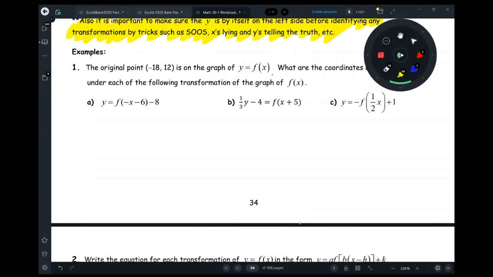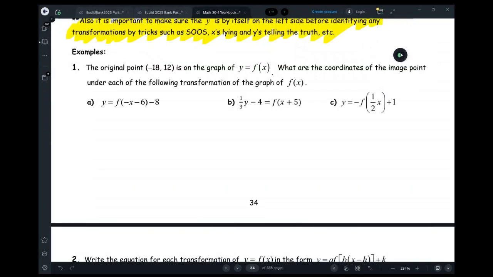So now let's take a look at some examples. Let's look at this first one here. The original point, negative 18, 12, is on the graph of y equals f of x. So this is the original. What are the coordinates of the image point under the following transformations? Okay. So first of all, what I need to do here is make sure that it's abundantly clear the difference between the translation and the reflection here. So I have to factor out a negative, and that'll make that x plus 6. And now it is more obvious to me what's going on here.